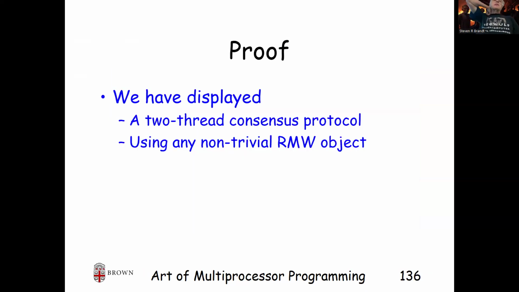Okay, so we have displayed a two-thread consensus protocol using any non-trivial RMW object. Let me pause here for a minute. So how much sense is this making to everybody? Somebody must have a question. Tristan is unsure. Yeah, I feel like I'm like a 7 out of 10 right now. That's all I can say.